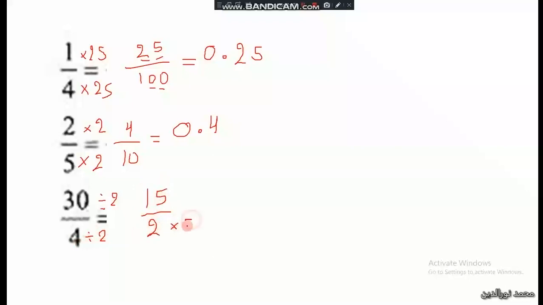To become a decimal fraction, we multiply both terms by 5, and it's over 10. And here we have 50 plus 25 is 75, and it's 7.5.